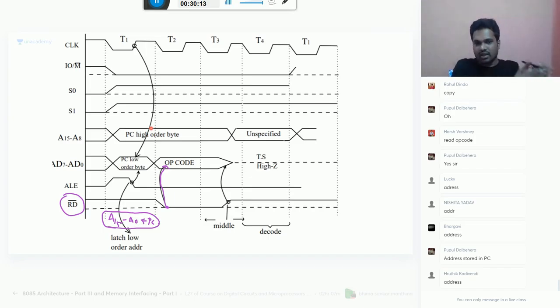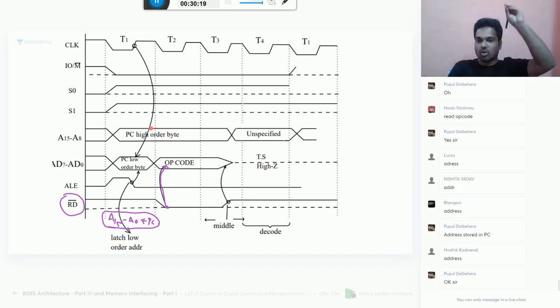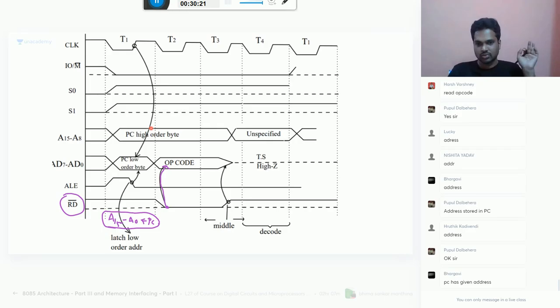PC gave its value to the address bus, and said my job is done, you take care. Now PC can change, but still no problem for us. Whatever you have in the PC is given to the address bus. The address bus is only connected to the memory; PC will not be connected anywhere else. Whatever you kept in that address, the data there is now copied into the data bus.